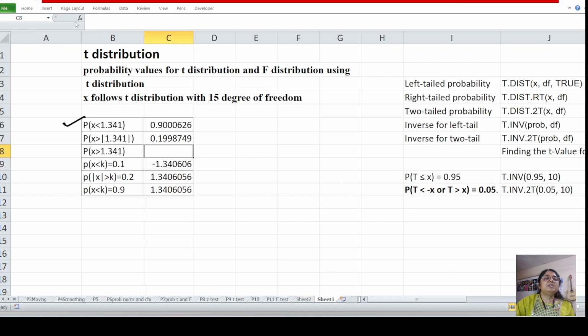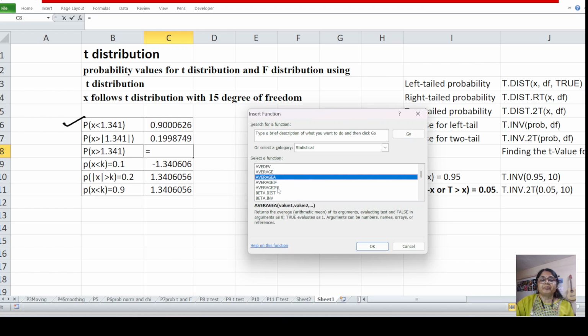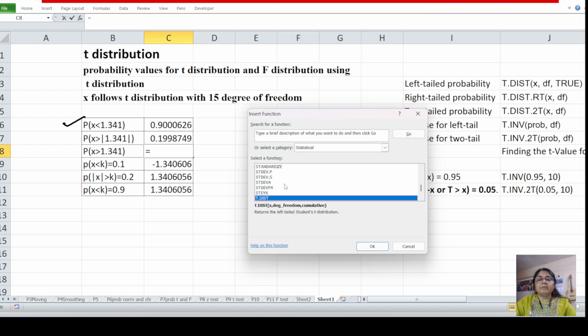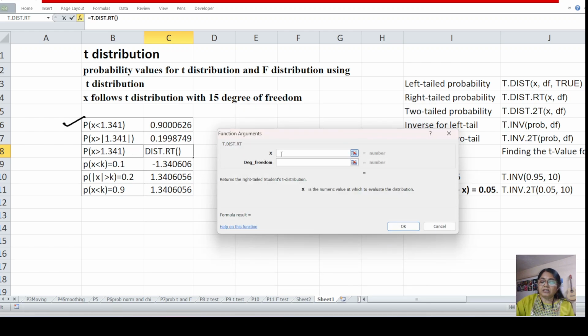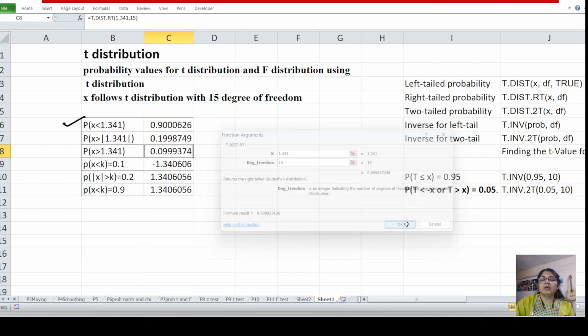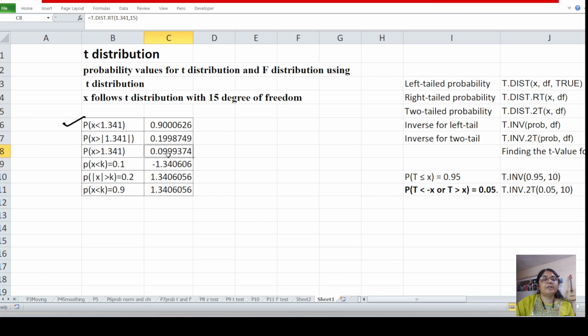So let us find this. Click here, right tail probabilities, t distribution, right tail, click OK. Again it will give you 1.341, and degrees of freedom is 15, and it will give the value 0.09, because the probability of x less than 1.341 is 0.900 and greater than 1.341 is 0.09. So it will give you the right tail probability, right?